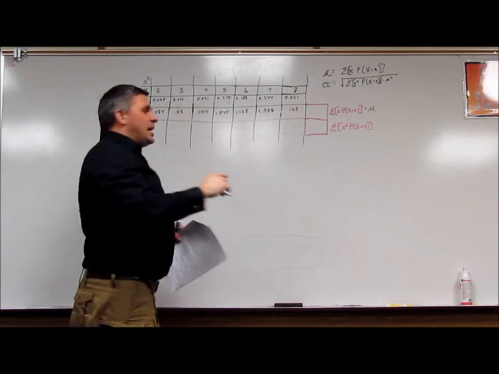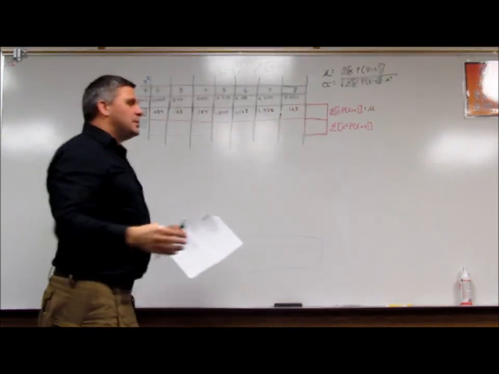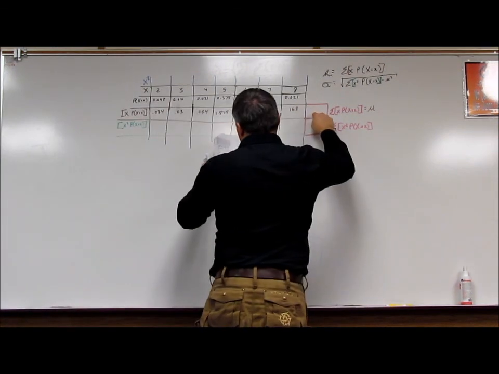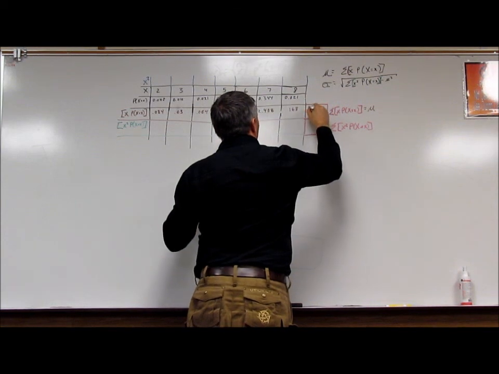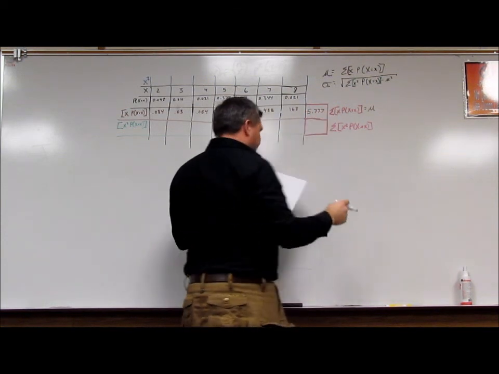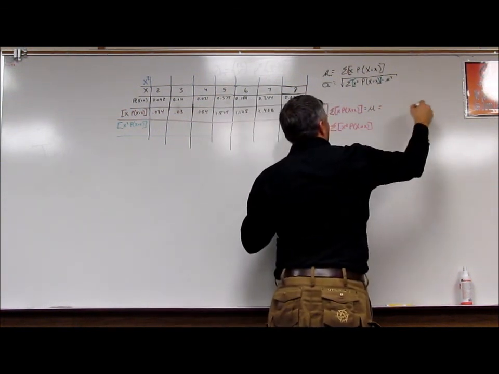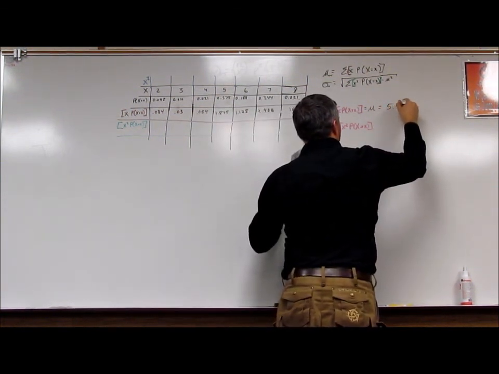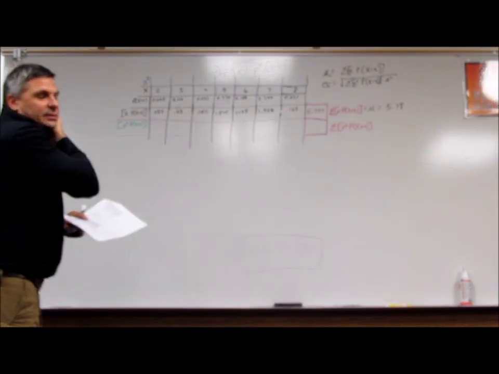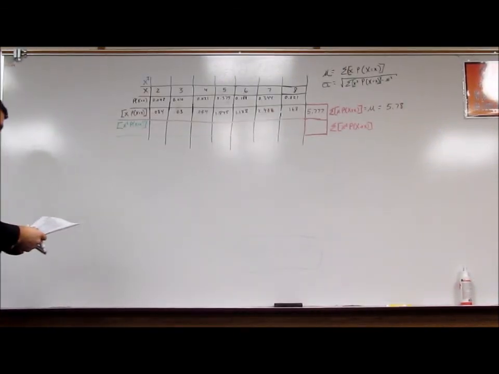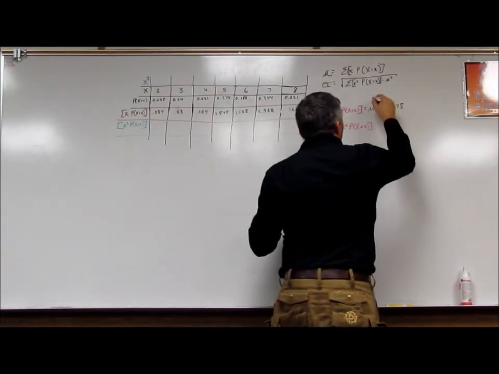If I add it all up, that's going to give me the sum of x times the probability of the random variable. So it gives me a total of 5.777, or 5.78 if we round it off to two places. Okay? All right. So we have this.